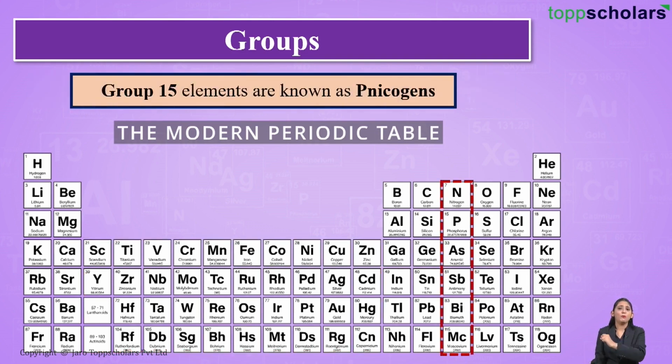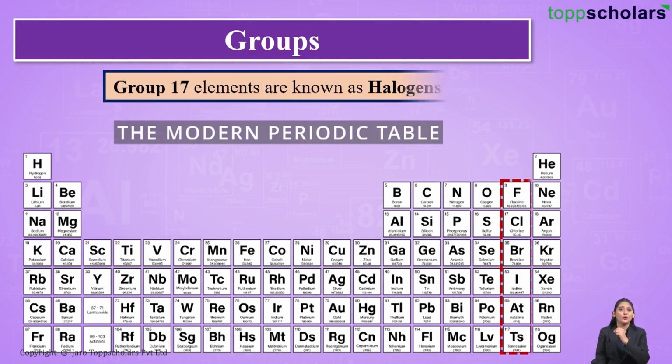Let's talk about group 15, friends. The elements present in group 15 are called pnicogens. Why is this so? This is because these elements are poisonous and choke. And pnicogens actually means choking. And so group 15 elements are known as pnicogens.